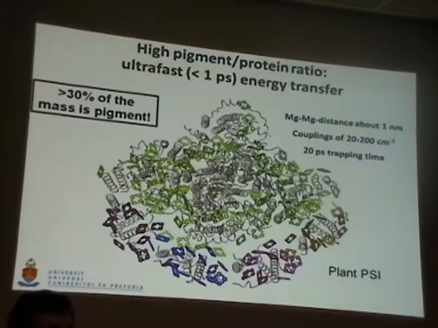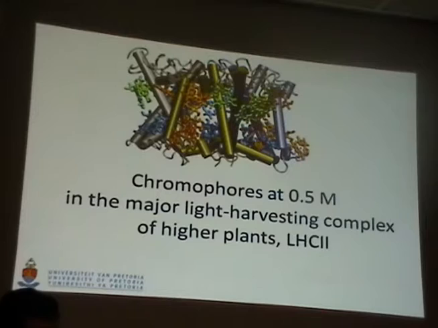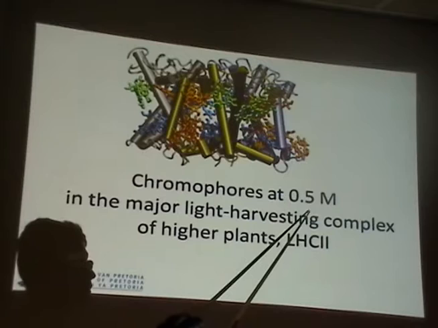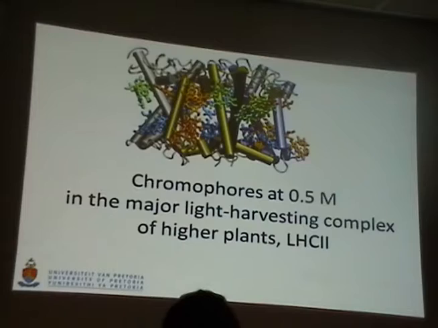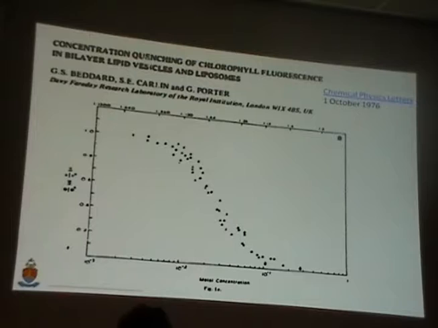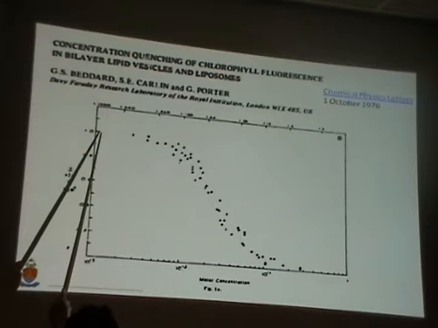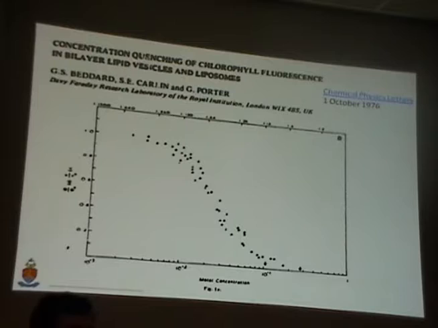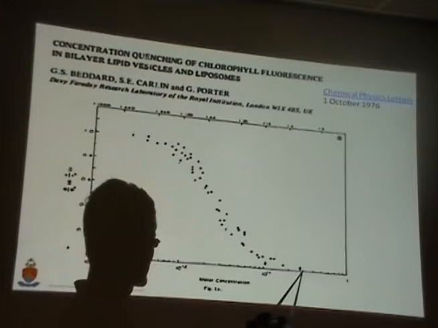If you consider the main light-harvesting complex, LHCII, then chlorophylls have a molar concentration of about half a mole, which is extremely high. There was a study made almost 30 years ago in which free chlorophylls were taken. If they are isolated and solubilized, they have a very high fluorescence efficiency. Now if you increase the concentration until you reach the concentration it has inside the protein, you end up here, which is essentially zero fluorescence. And this is called concentration quenching.